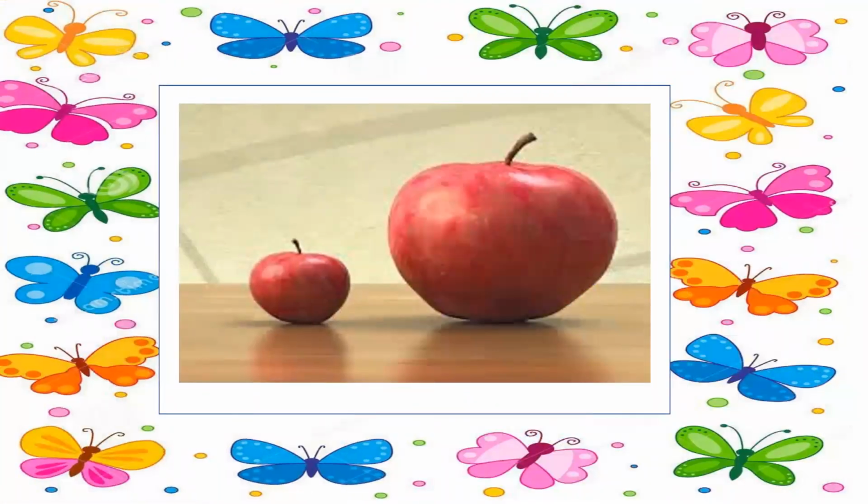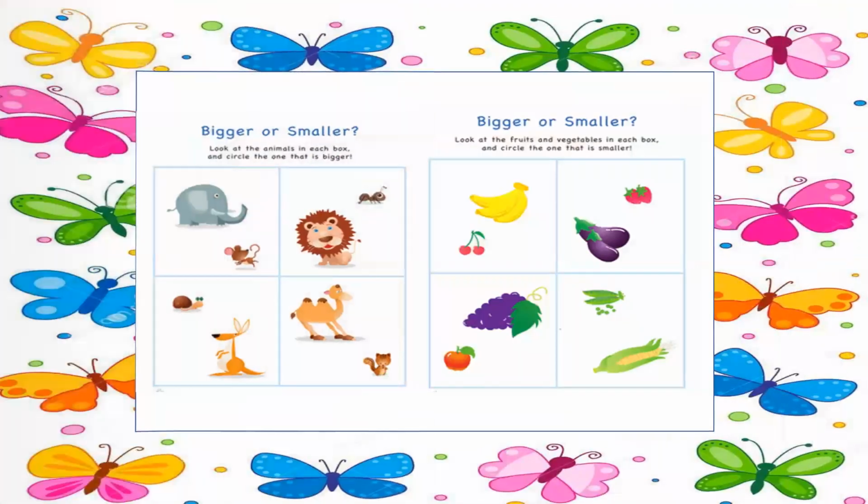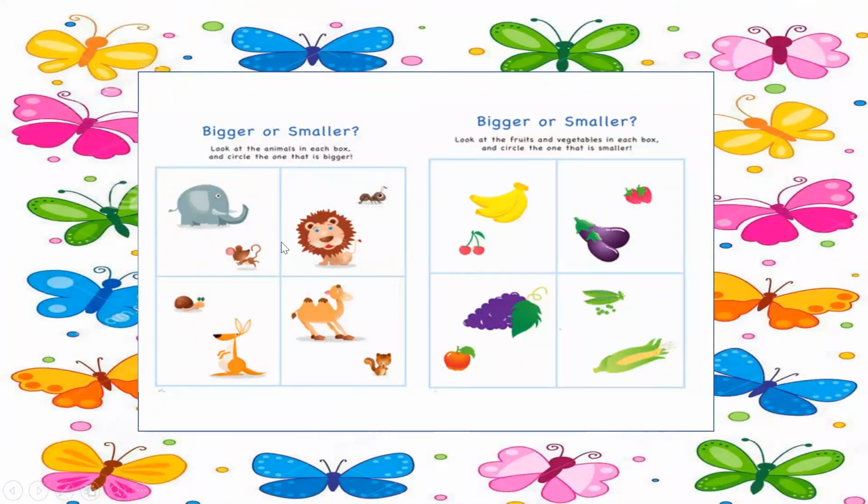Let's turn a page and look at the screen and tell me what is it. There are two apples. The one is small while the other one is big. Isn't it? Yes.